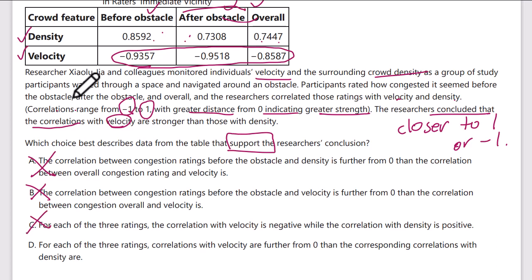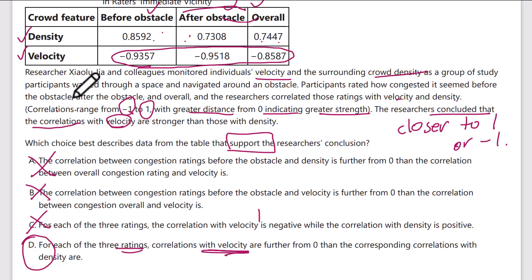For each of the 3 ratings, correlations with velocity are further from 0 than the corresponding correlations with density. Yes, for each of the ratings, before, after, overall, the velocity correlations are farther from 0 than the density. This is absolutely correct. Okay?